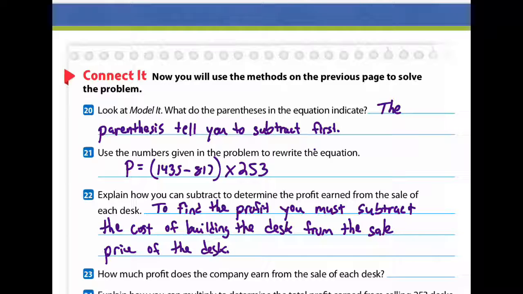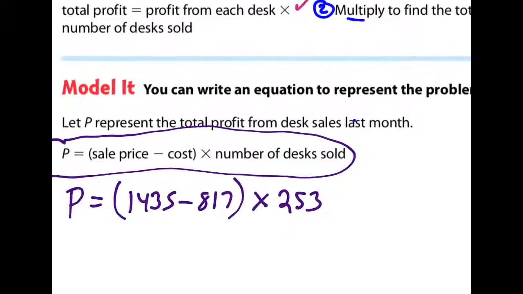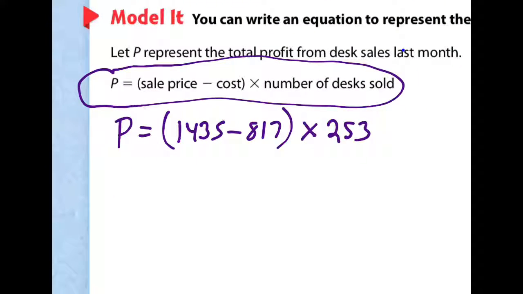Okay, so you could pause the video if you need more time to write that down. Okay, because I'm going on to 23. 23 says, how much profit does the company earn from the sale of each desk? Well, guess what? Now you're going to do the subtraction. So to answer 23, you are going to do this subtraction problem. So pause the video, do that subtraction problem, and then restart it to see if you were right. Go.